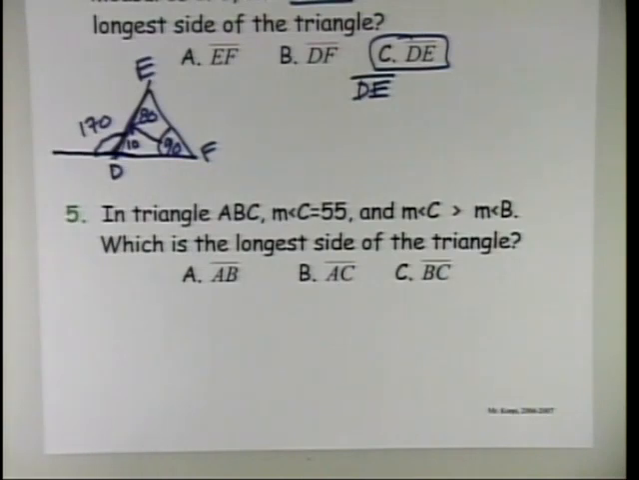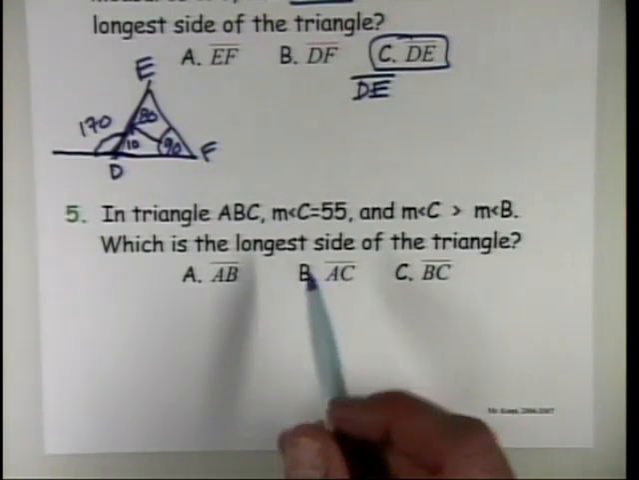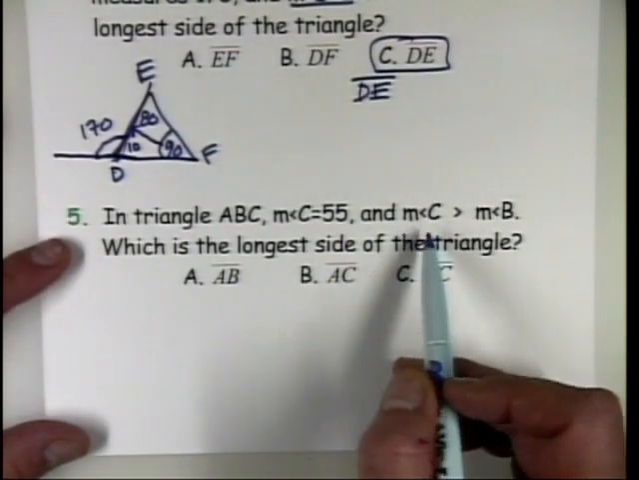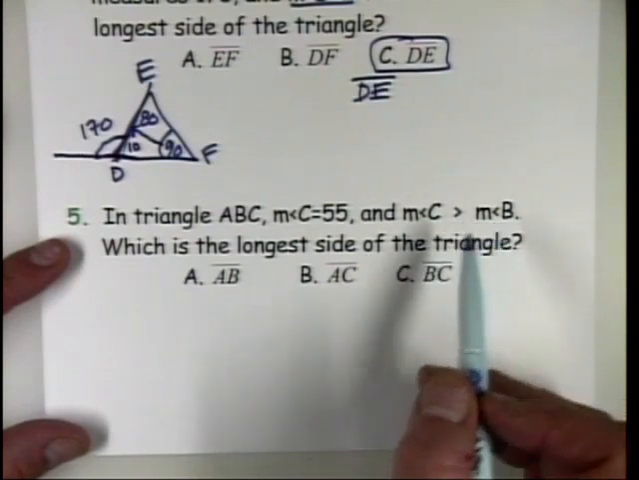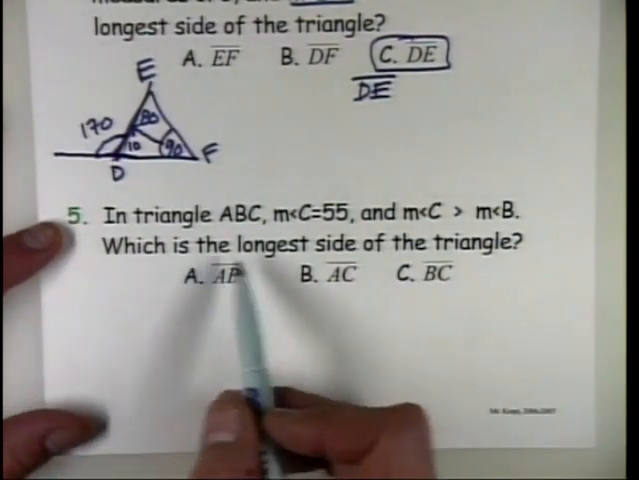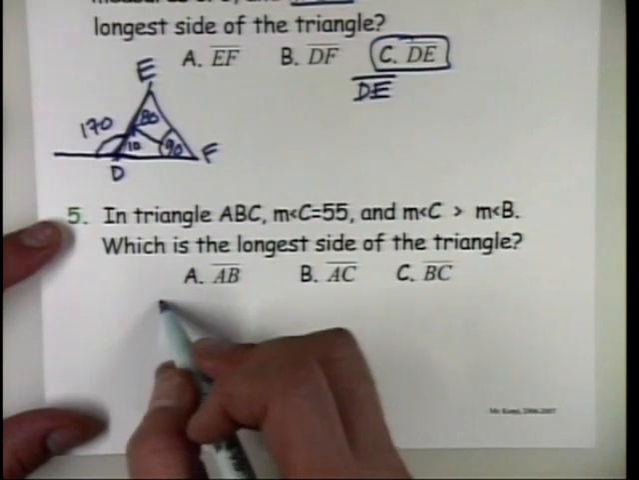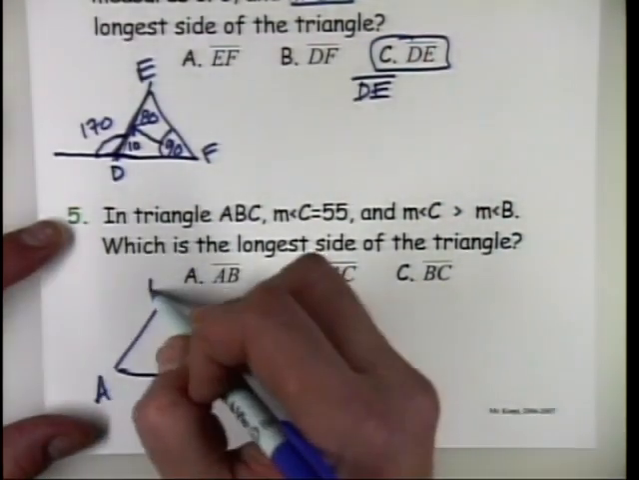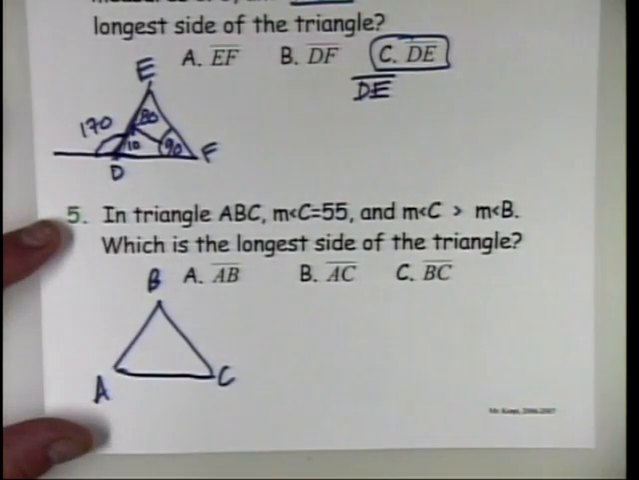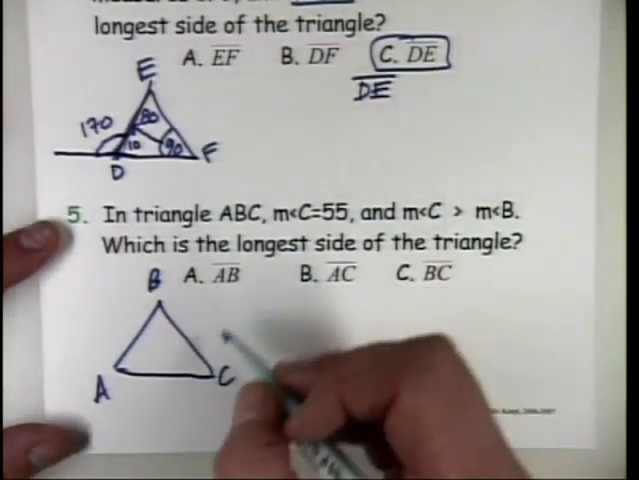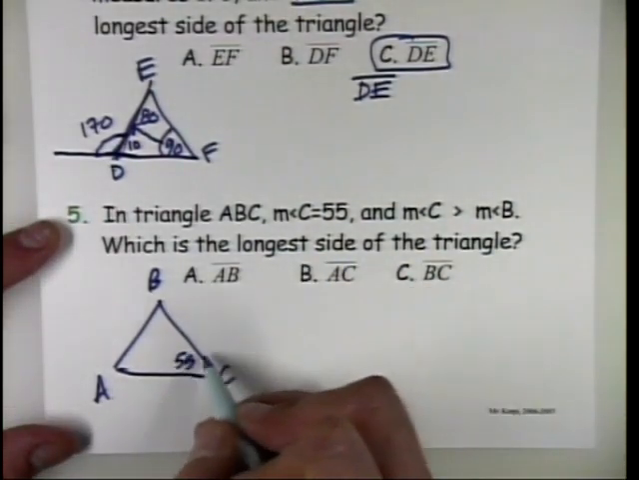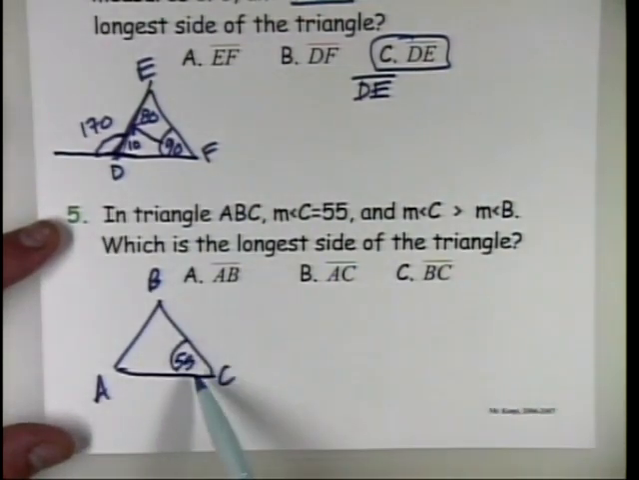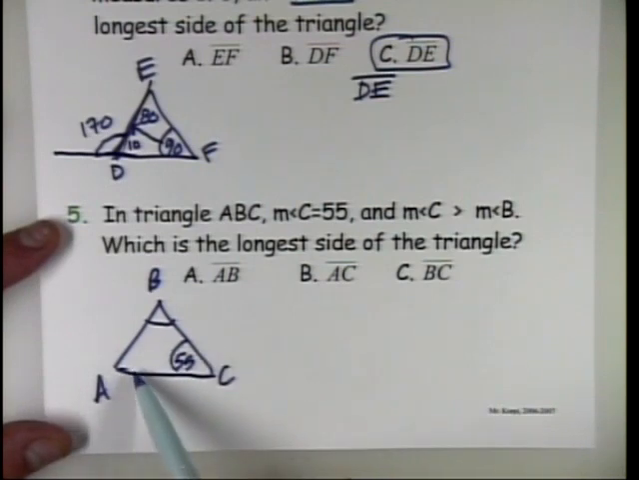Number 5. In triangle ABC, the measure of angle C is 55, and look at this. Angle C's measure is bigger than the measure of angle B. What's the longest side? Ooh, okay. This one looks fun. Kind of vague and interesting all at the same time. ABC, I draw my triangle, just something to label. Angle C now is going to be 55. Okay. Now we know that the measure of angle C is bigger than the measure of angle B. We're trying to then determine what a possible measure for A would be.